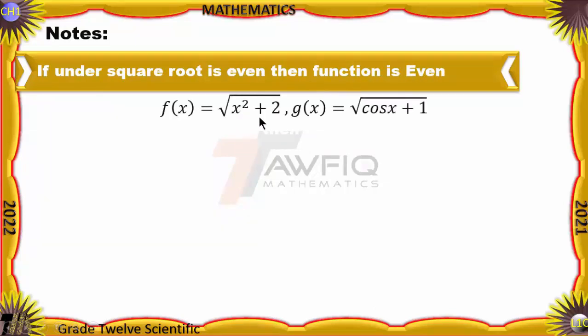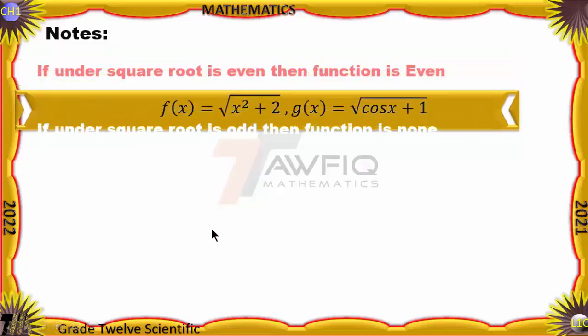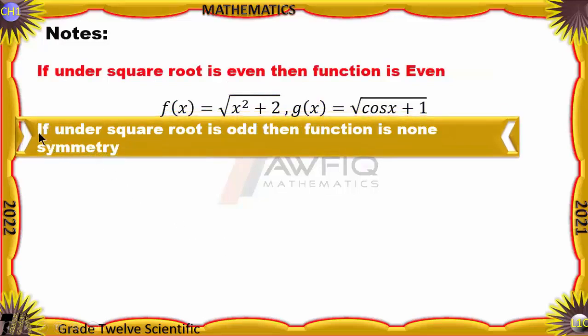The square root of x squared plus 2 is an even function. Cosine x plus 1 under the square root is an even function. If under square root is odd, then the function is non-symmetric.